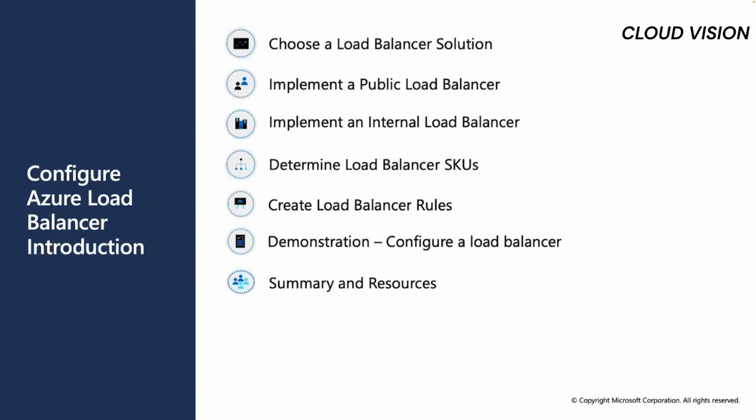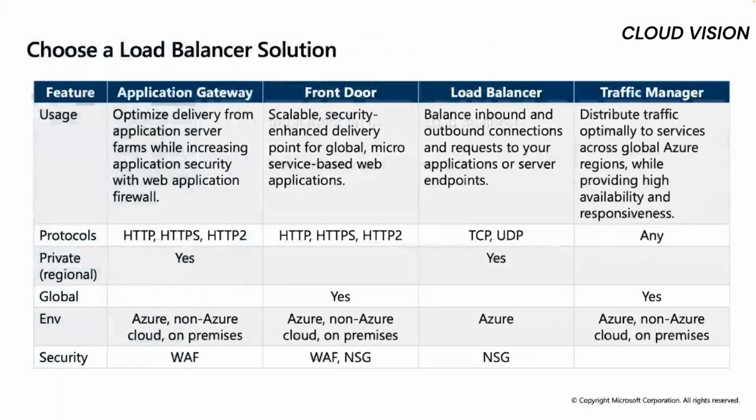So when one of the servers is really heavy processing certain tasks, you can use another server, using a load balancer to serve the request. Okay. So in the load balancer solutions, we have four different types. One is application gateway, the other one is front door.